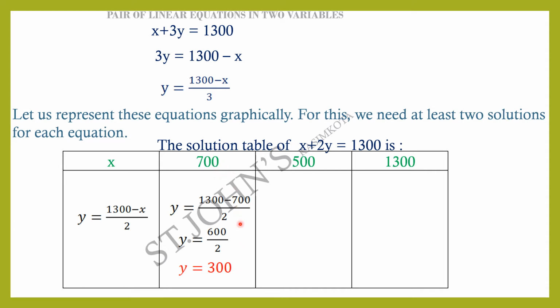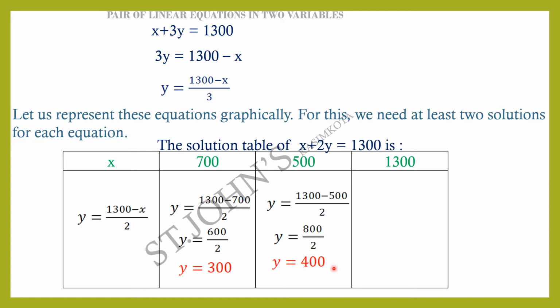These two are ordered pairs, points. x value 700, then y value 300. Now we go to the next point. x value equals 500. Find the y value. What is the equation? y equals 1300 minus x by 2. So y equals 1300 minus x value 500 by 2. 1300 minus 500 we get 800. Then y equals 800 by 2. Two fours are eight, so y equals 400. If x equals 500, the value of y is 400.